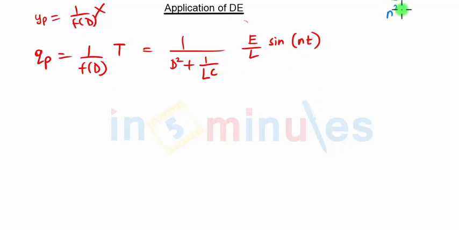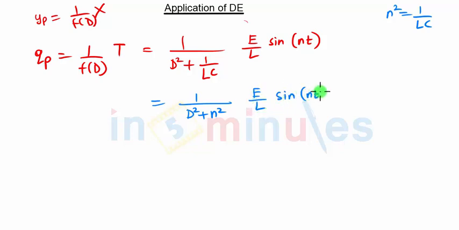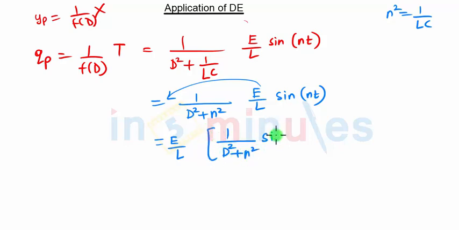Now we are given n square equal to 1 upon LC, so instead of LC we can write D square plus n square into E by L sine of nt. E by L is constant, so we can take it out of the operator of D, so we get E by L into 1 upon D square plus n square into sine of nt.